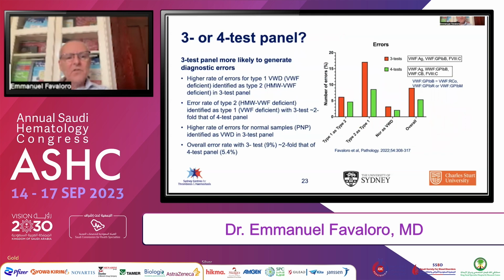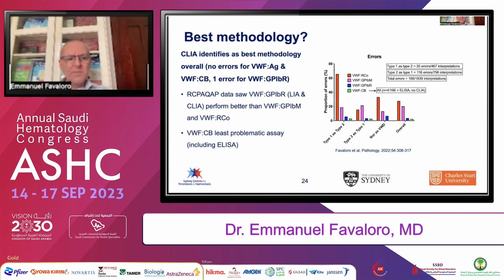Question about a 3 versus 4 test panel. As indicated, the latest guidelines suggest an initial 3 test panel. We recommend an initial 4 test panel. If you use a 3 test panel, you're going to have a higher rate of errors than if you use a 4 test panel, about twice the error rate. It also depends on the type of von Willebrand disease. The error rate for type 2 misinterpreted as type 1 with a 3 test panel is almost as high as 15 or 20%. So use a 4 test panel, and you get much lower error rates.